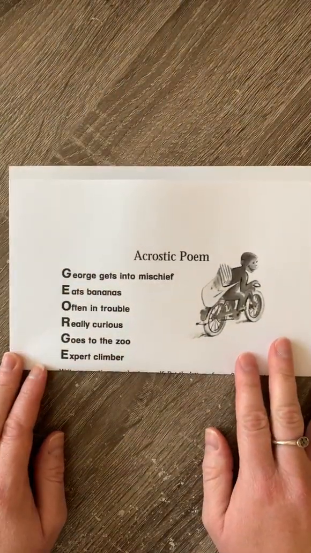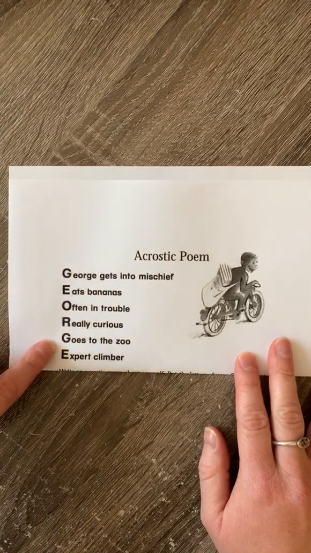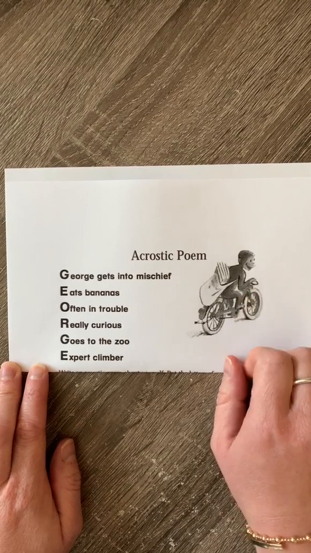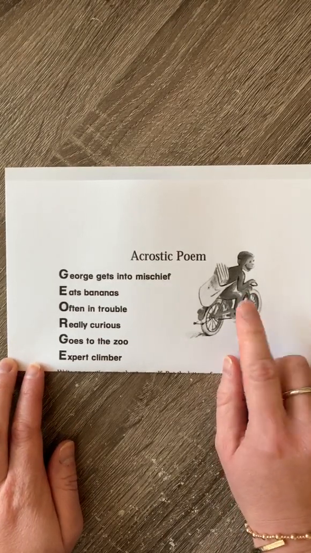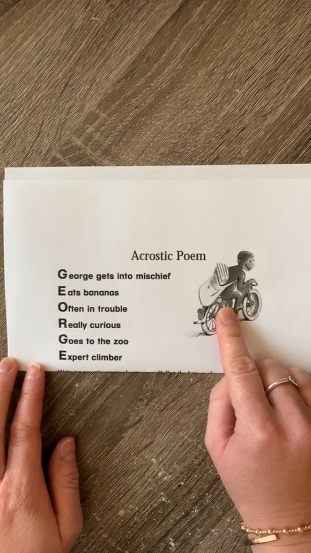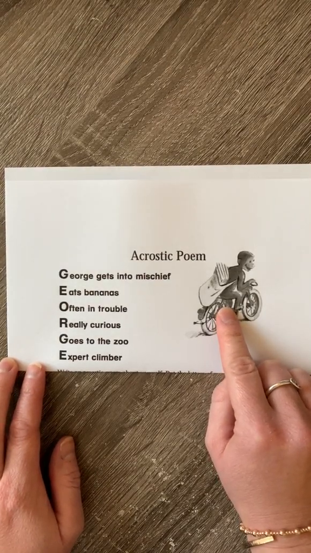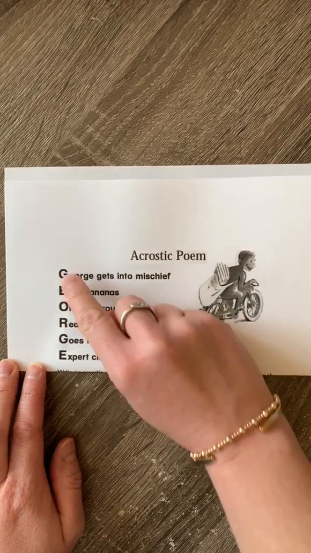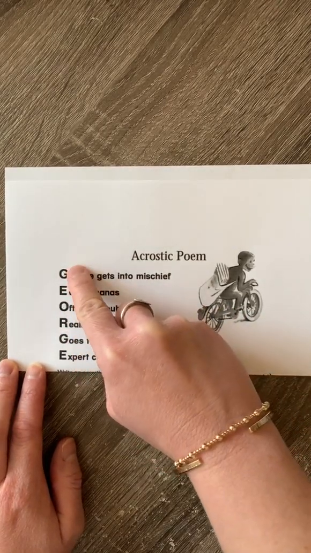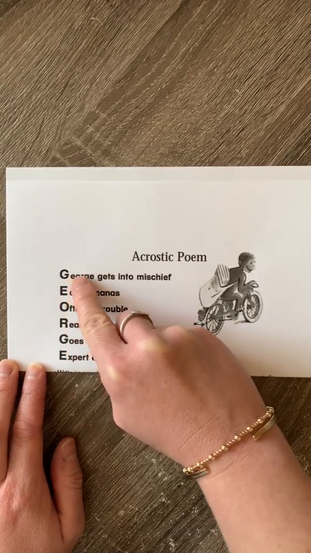Here's an acrostic poem called George. Can you guess what this poem is about? Do you recognize this character? That's Curious George. So I'm guessing this poem is going to be all about the character Curious George. I'm noticing some things about this acrostic poem. First, I see the word George that goes from top to bottom.